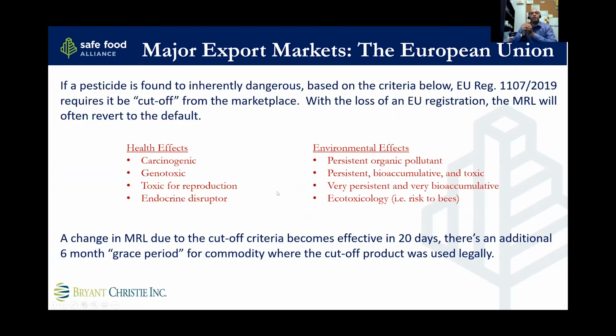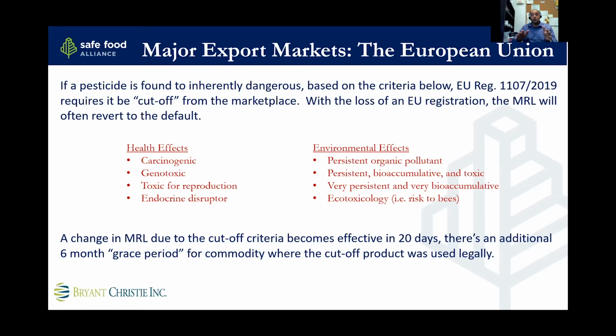The way this regulation works is that if something is found to be inherently dangerous, and you can see in the middle here several criteria for what they consider to be inherently dangerous, then the regulation requires that that pesticide be cut off from the marketplace. So the registration is revoked, and a lot of times the MRL goes back to the default along with that. If this does happen, the change becomes effective in 20 days. So this can happen very quickly.